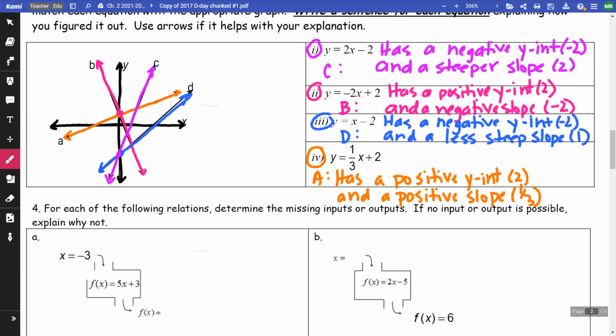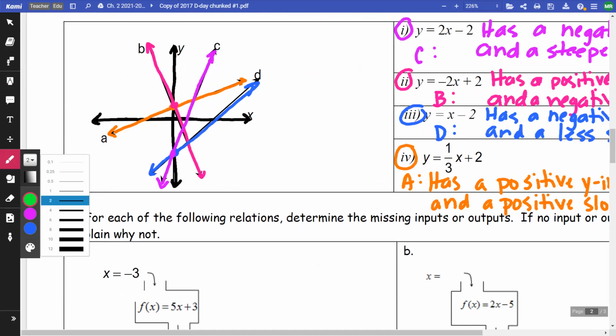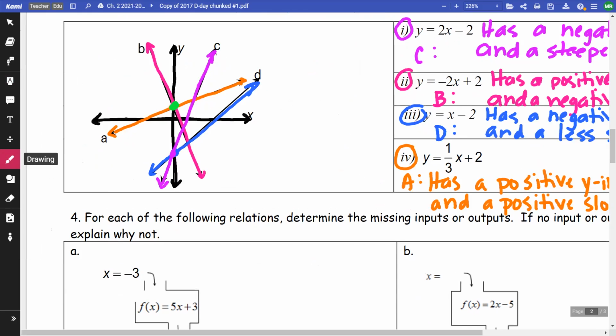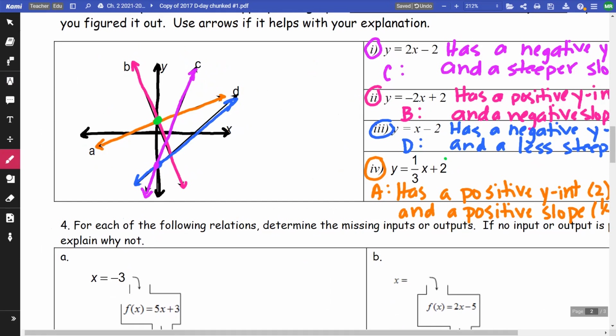So again, when you're looking at these lines, you want to focus on where they cross the y-axis. So here, this is in the positive y's. So you want to look and see which one has positive y's. And again, that is your +2, +2. So those have to be the ones that go with that pink and the orange. Again, the pink is decreasing, so that means you have a negative slope. That's why I chose Roman numeral 2. My orange one is increasing, and that's why I chose Roman numeral 4.